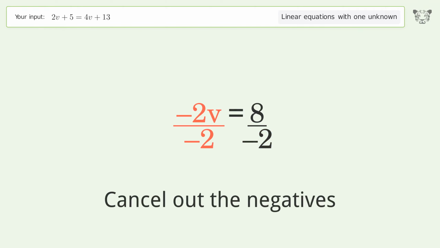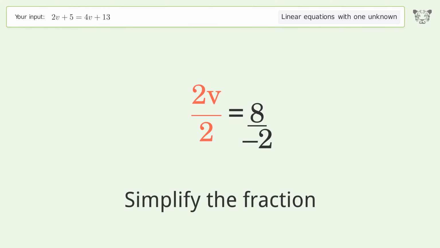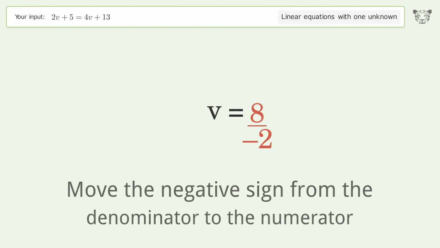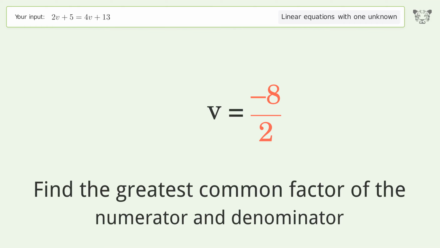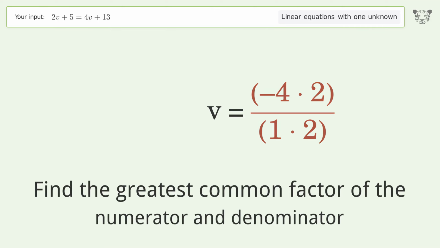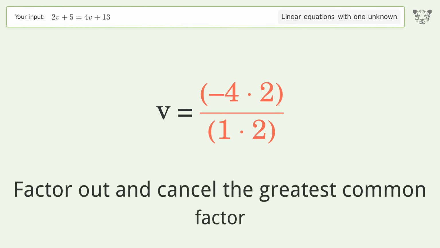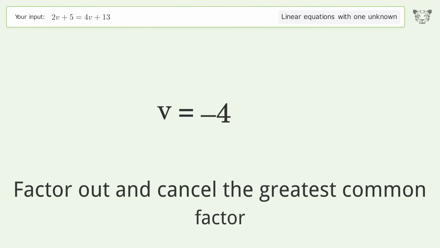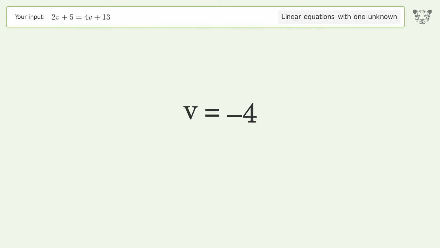Cancel out the negatives. Simplify the fraction. Move the negative sign from the denominator to the numerator. Find the greatest common factor of the numerator and denominator. Factor out and cancel the greatest common factor. And so the final result is v equals -4.